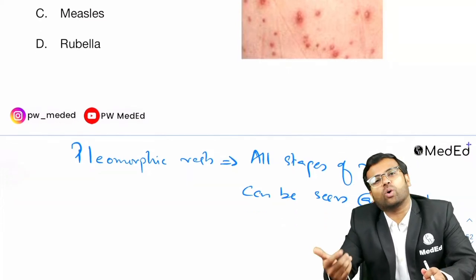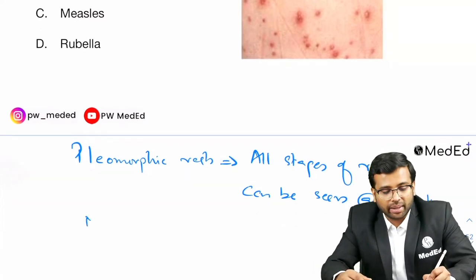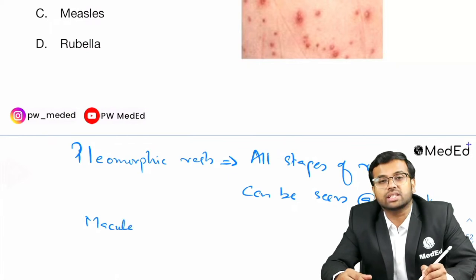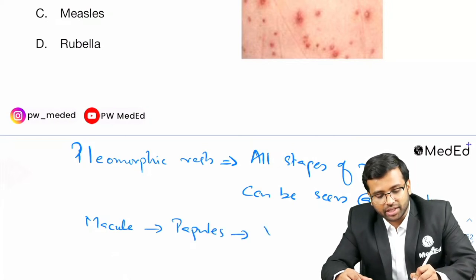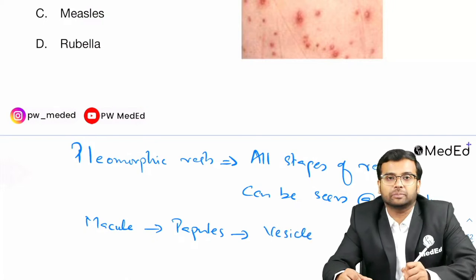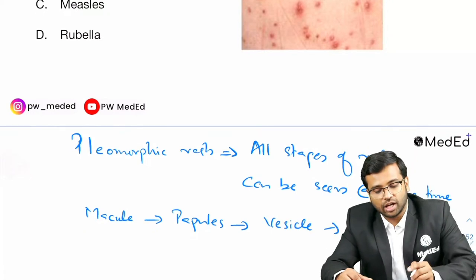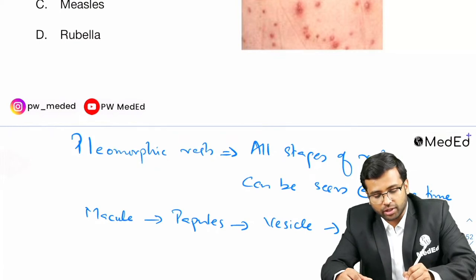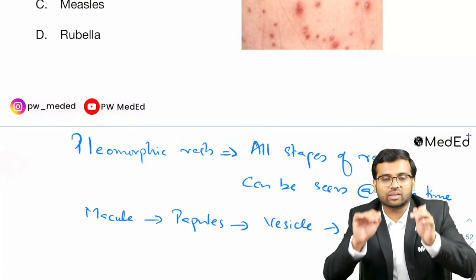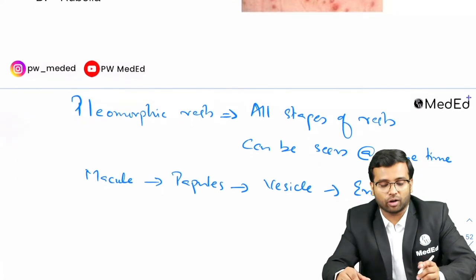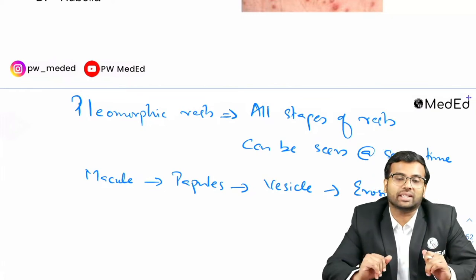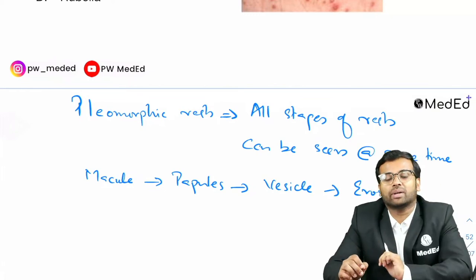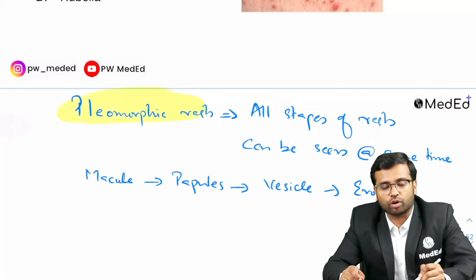What do I mean by all stages of the rash? Because sometimes the rash would have started like a change in color of the skin, a macule, and then the patient would have developed some papules. Then some of these lesions may have become a vesicle. And some of these vesicles would have ruptured to form an erosion. And whatever has ruptured would have dried over the skin to form some crusting. So all these can be seen in a patient at the same time. Hence we call it a pleomorphic rash.